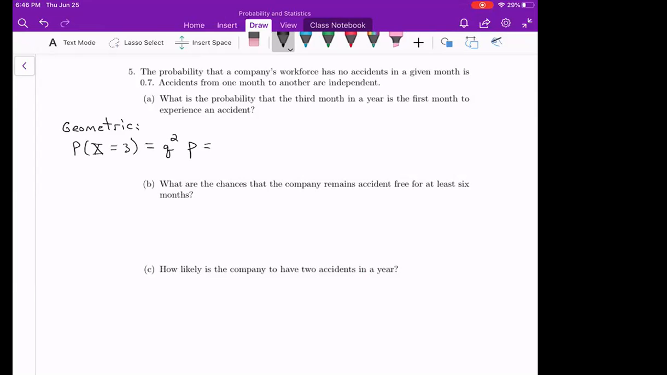And so here, 0.7 is no accident. So this is going to be 0.7 squared. And the probability of an accident is going to be 0.3. And this is about 14.7%.